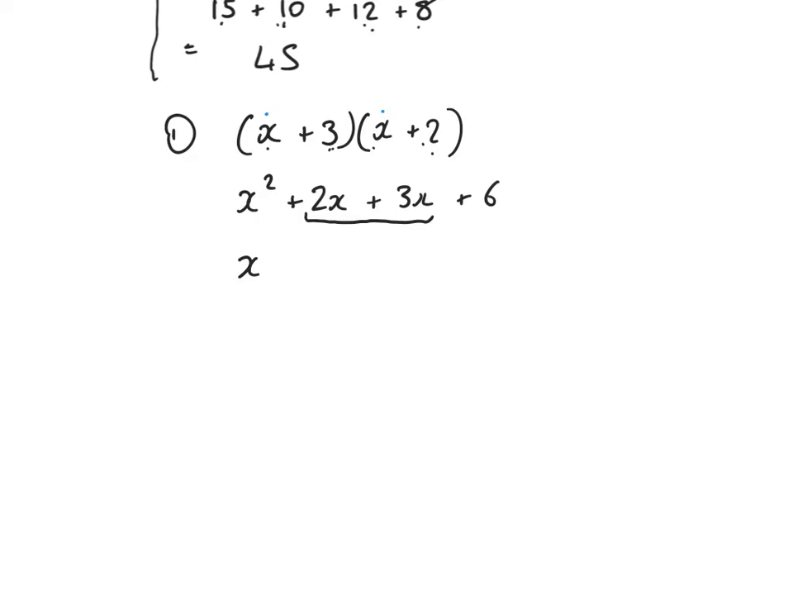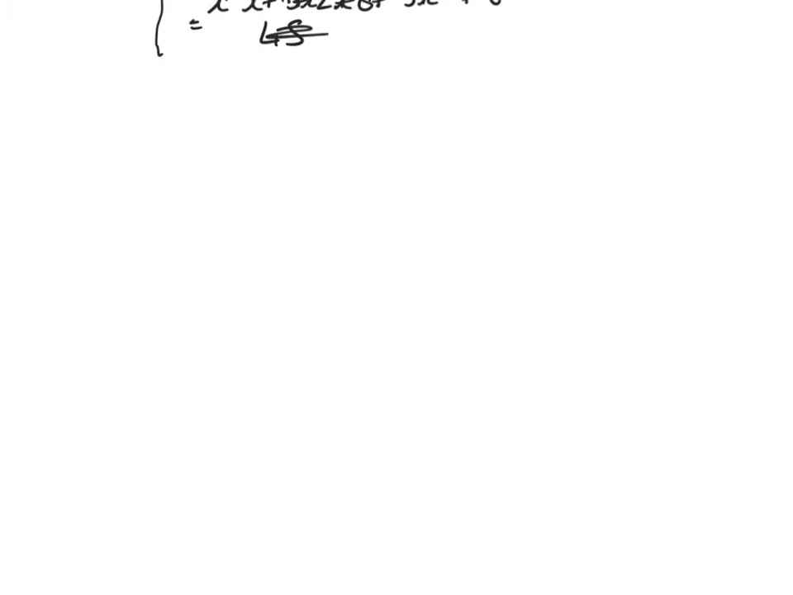We can now collect together the terms in the middle. Remember that numbers go with numbers, x's go with x's, and x squareds go with x squareds. So we can collect together the 2x and the 3x, and that will give me 5x. So the final answer for this question is x squared plus 5x plus 6. Okay, let's try an example 2.